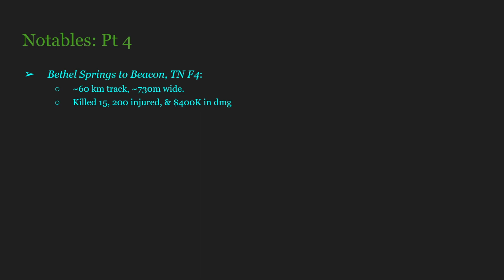Moving back down south to Tennessee, the Bethel Springs to Beacon F4 tracked just around a very highly guesstimated 60 kilometers, as I had to find these two towns myself, and then by literally putting a ruler onto my screen and measuring what Google Maps told me was 10 kilometers, I did the maths. So that's a very, very rough 60 kilometers, as no source had a track for me. So again, that's why I had to find it myself.